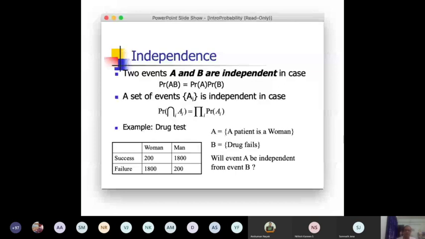Exactly. And what is the probability of B given A? 0.1. Sorry, 0.9. Right. Is it understood by everyone? Okay. So let me proceed.